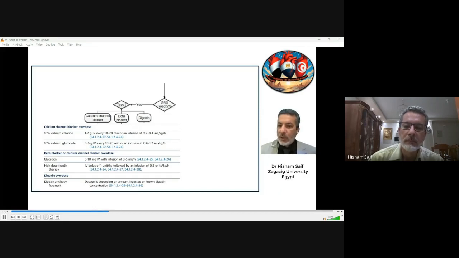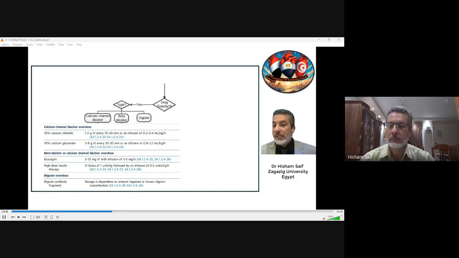For beta blocker overdose, administer glucagon, 3 to 10 milligrams, and infuse 3 to 5 milligrams per hour. If glucagon is not available, start an insulin bolus and infusion. But be careful to monitor serum glucose and potassium levels. If digoxin toxicity is suspected, administer digoxin Fab fragments, and correct potassium levels as needed.